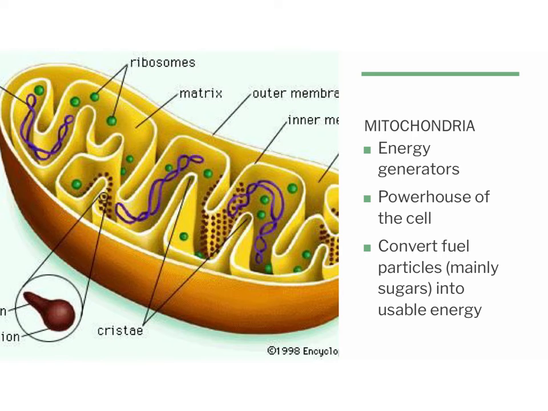Next is the mitochondria. Mitochondria is easily memorized by everyone as the powerhouse of the cell. This is where the energy comes from. They convert fuel particles, mainly sugars, into usable energy. In the mitochondria, the bonds that hold sugars together have energy stored inside of them, and those bonds are broken, releasing that energy to be used. That is how we get our energy. So the mitochondria is the powerhouse of the cell.